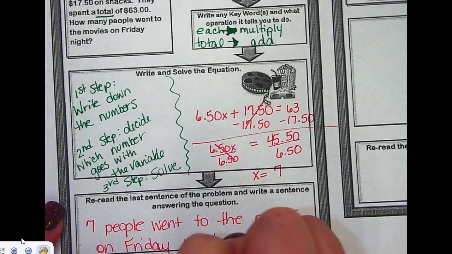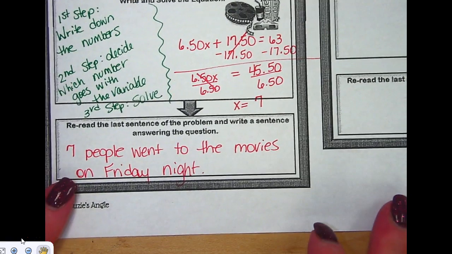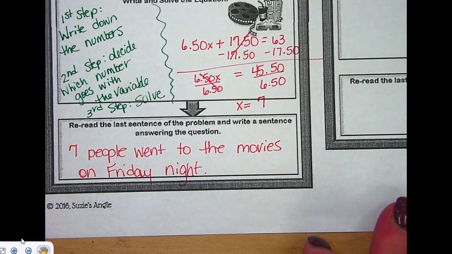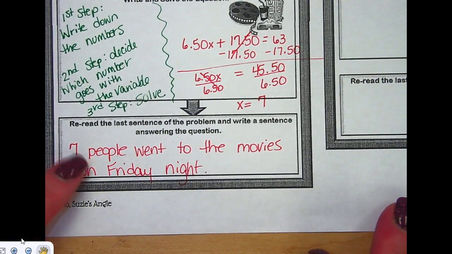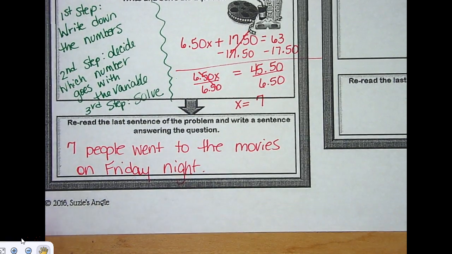And actually, grammatically correct is if you start a sentence with a number, you're supposed to spell out that number. So that really should say seven, S-E-V-E-N. That's grammatically correct, but it's math class, so we'll slide this one time. All right. Any questions about that first problem? All right, we're going to try a second one.